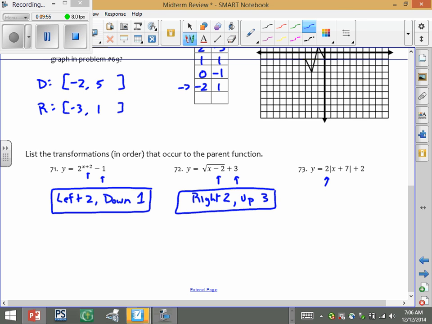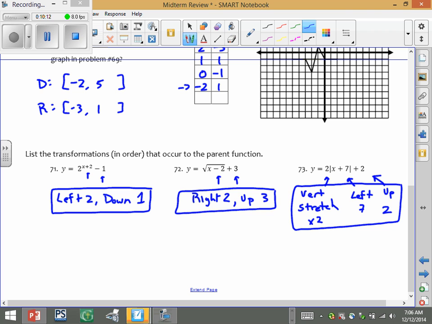Here we get that 2 on the outside, which is a vertical stretch by 2. Plus 7 is going to send it to the left 7. And that plus 2 is going to send it up 2. So there's all your moves to the absolute value function.